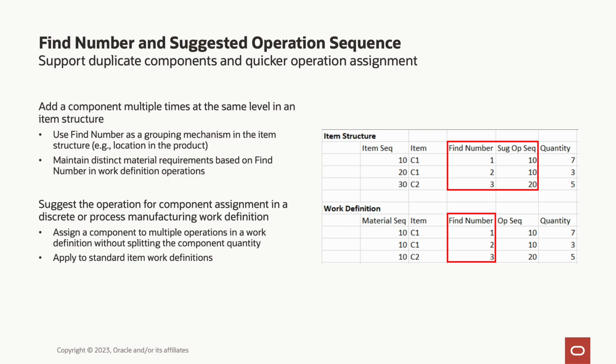With find number and suggested operation sequence, you can streamline the coordination between product development and manufacturing engineering, model the material requirements for production more accurately, and complete work definitions more quickly for use in planning, production, and costing.